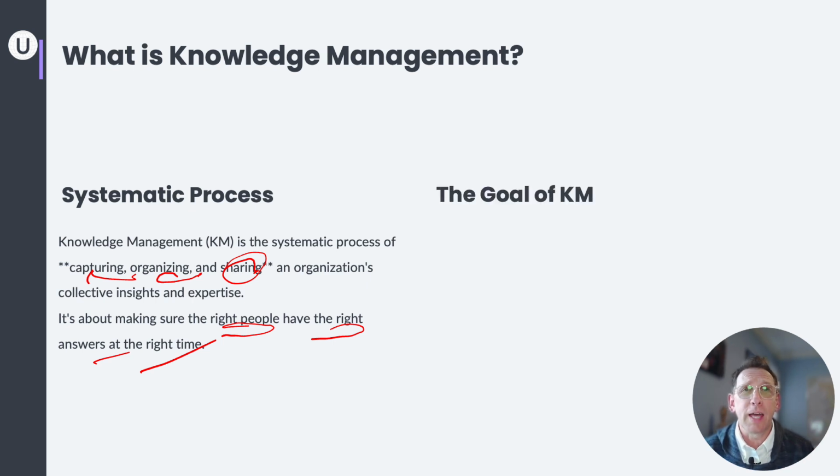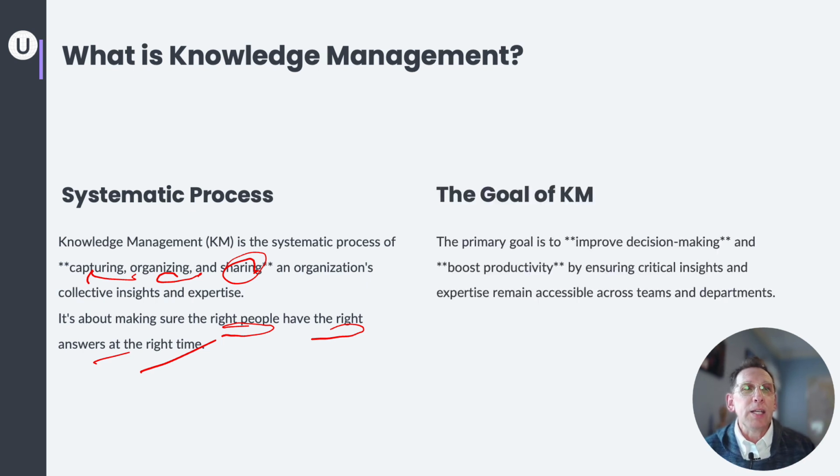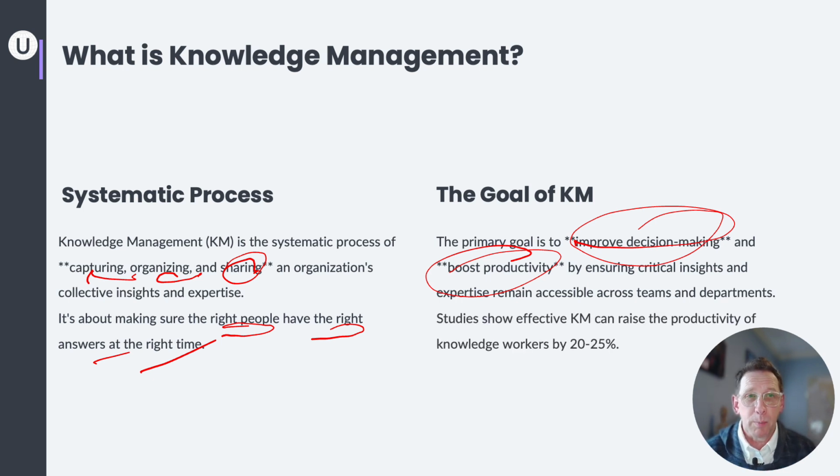Now, the goal of KM or knowledge management is to improve decision making and boost productivity because you're making sure that the critical insights and the expertise remain accessible across teams and across departments. And studies have shown that effective knowledge management, KM, can raise productivity of knowledge workers by 20 to 25%. That's actually pretty significant.